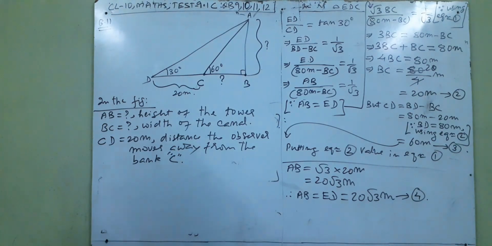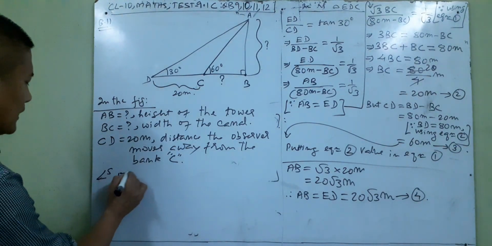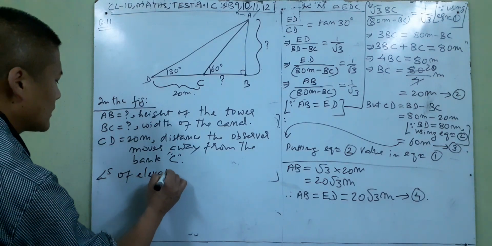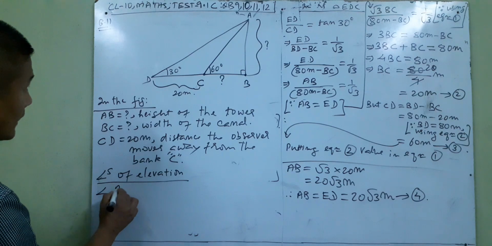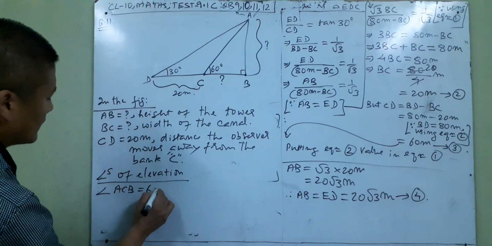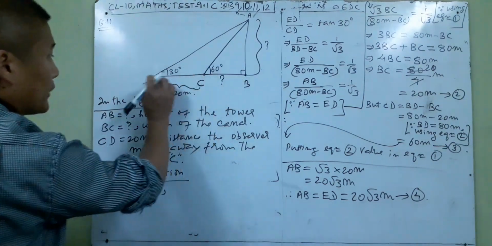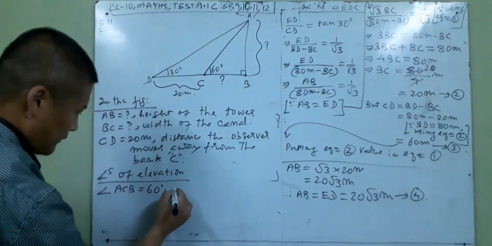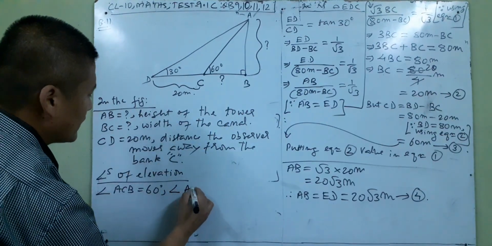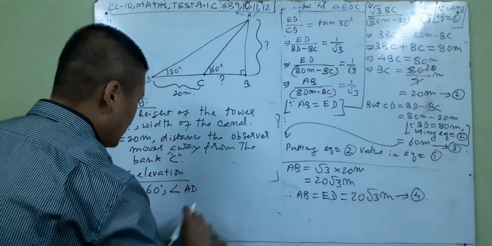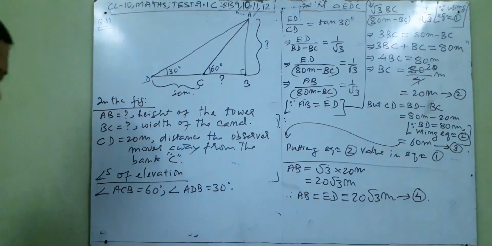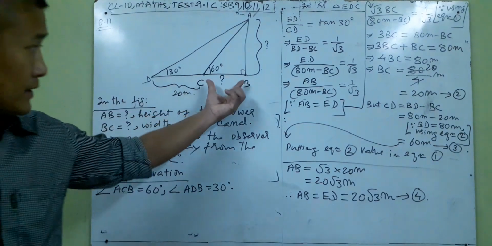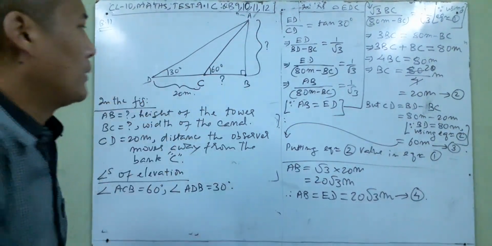So these are the angles of elevation. First one was when he was standing right at the bank of the river, angle ACB equal to 60 degrees. Then he walked away and the elevation decreased, because if you walk away the angle will decrease. Now ADB is equal to 30 degrees. With this information, we have to find BC, the width of the canal, and the height of the tower AB.